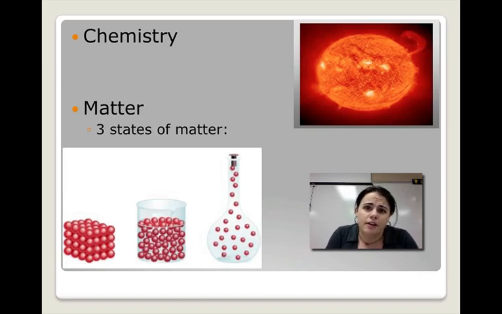And there are three states of matter. There's solid, liquid, and gas. There's actually a fourth state as well that I'll talk about in just a second.